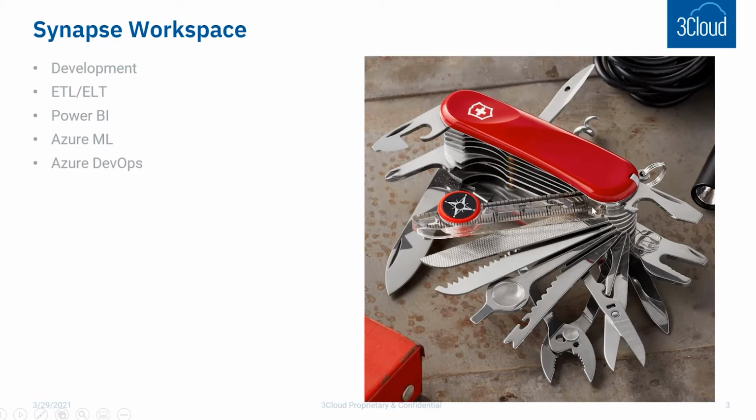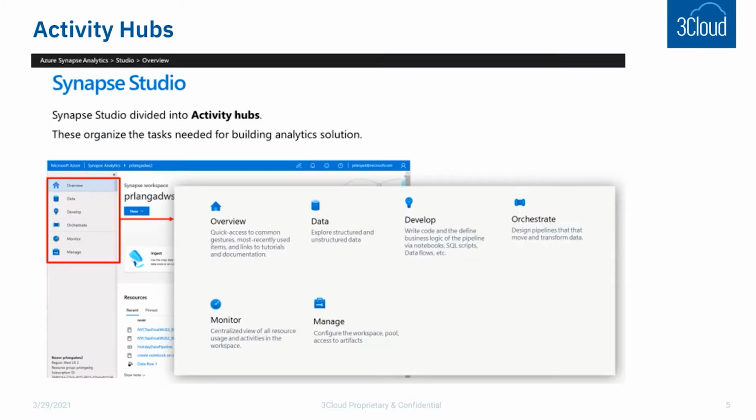I want to talk about Synapse Workspaces. They've become the sort of launch pad for all things having to do with Synapse. We could do development, ETL, ELT, DevOps, Azure ML, Power BI, a whole bunch of things. So it's become the de facto sort of place to work. But it's also a place where, when you create a new workspace, you automatically get a serverless pool. I want to talk about that serverless pool.